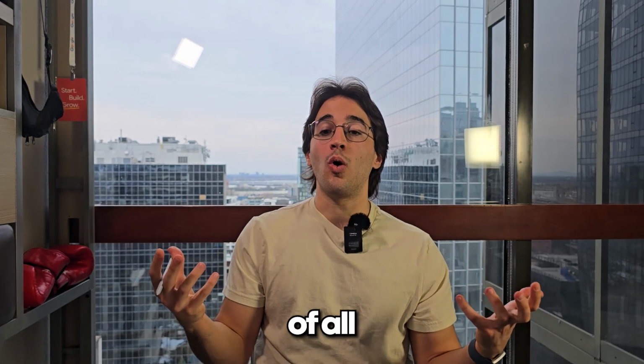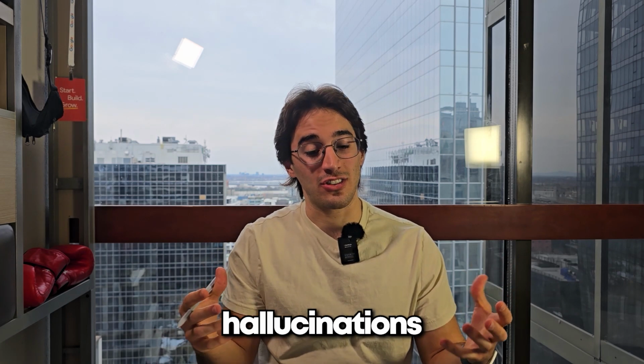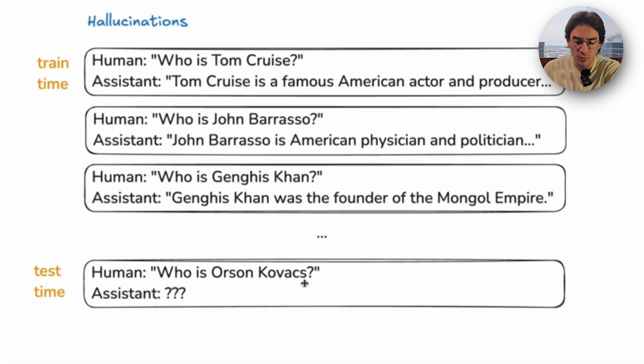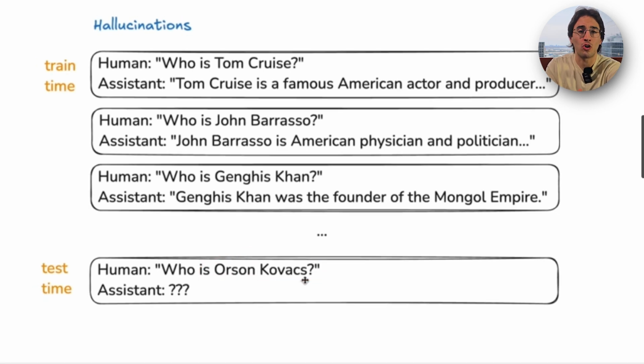Now, before giving a conclusion and a summary of all we've seen today, I want to get into a very important topic, which is hallucinations. Let's start directly with an example. If you ask an AI who is Tom Cruise, it's going to tell you who Tom Cruise is. Same for John Barrasso, same for Genghis Khan. So what if you ask who is Orson Kovacs? And by the way, Orson Kovacs is nobody.